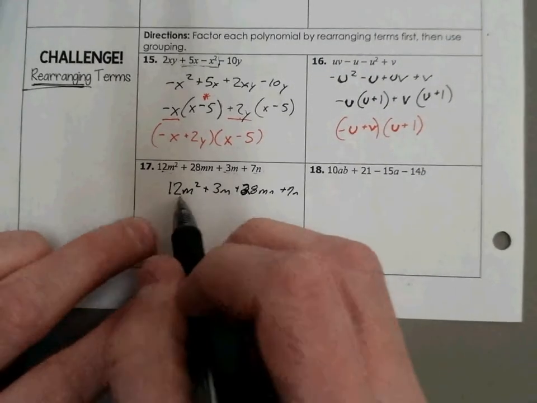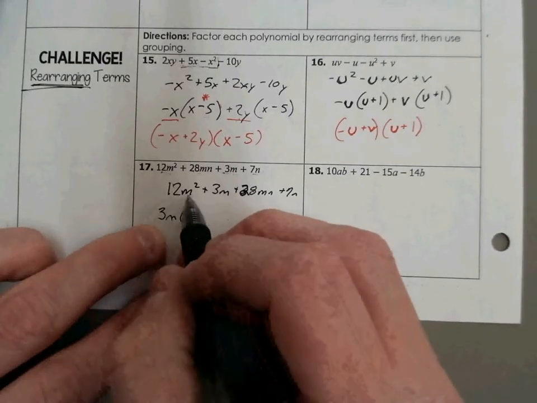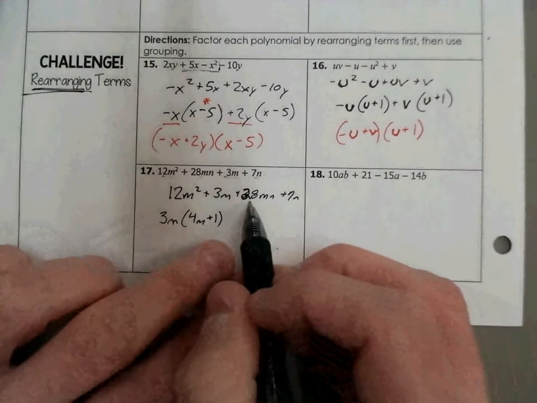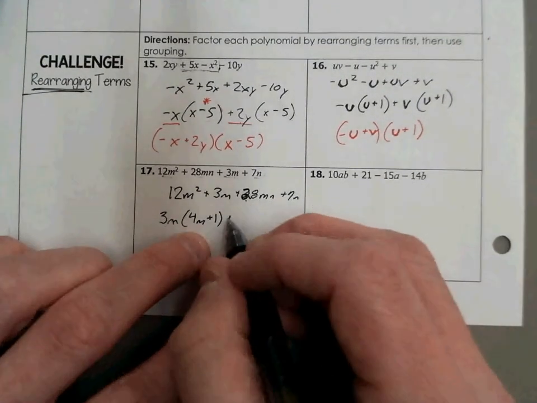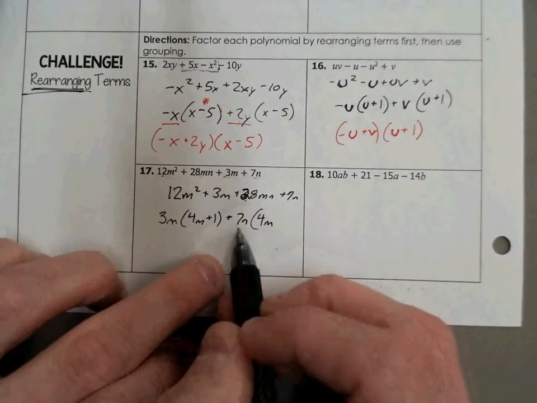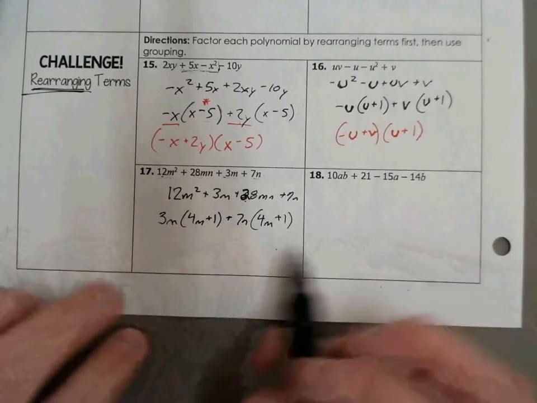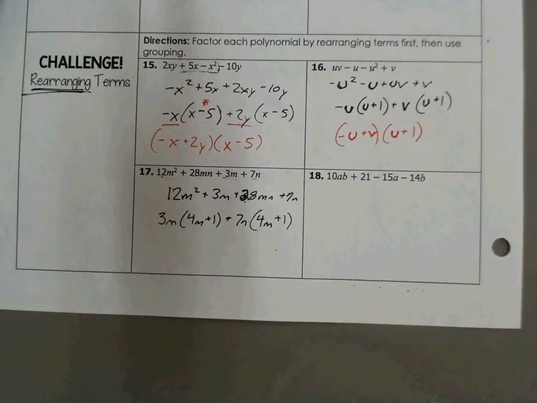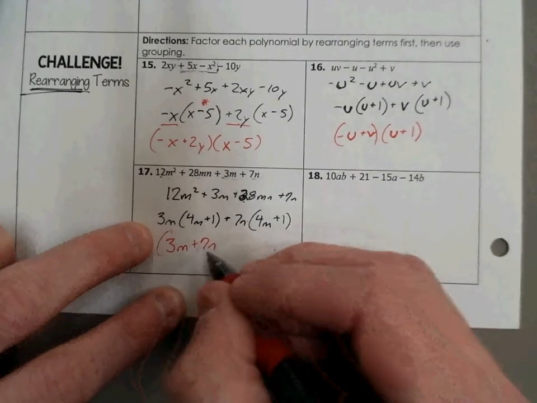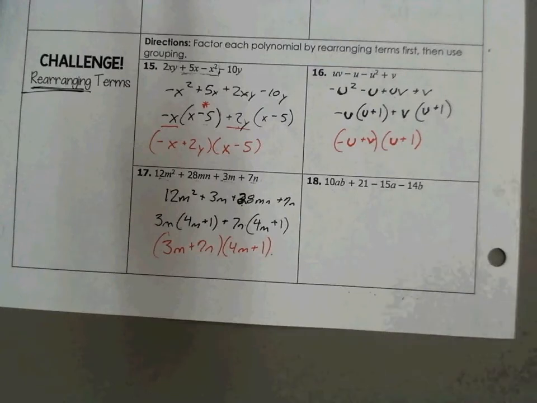So we're going to take out 3m, and that would leave us with 12m squared divided by that would be 4m. 3m divided by that would be plus 1. Then we can take out 7n right here, and that would leave us with 4m. 28mn divided by 7n would be 4m. 7n divided by 7n would be plus 1. So those match up. That means we got it. And the answer would be 3m plus 7n beside 4m plus 1.